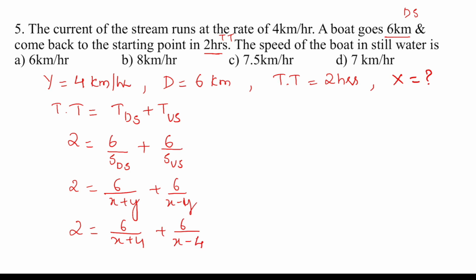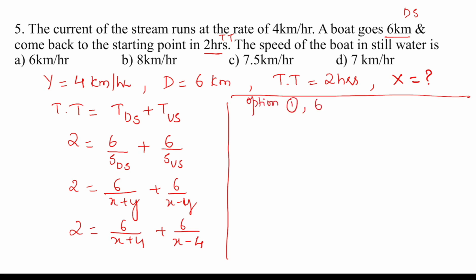Okay, so same like the previous problem we can solve using the options method. Let us try option 1. So what is option 1? It is 6 kilometer per hour. Okay, so 6 kilometer per hour. So let me use this.